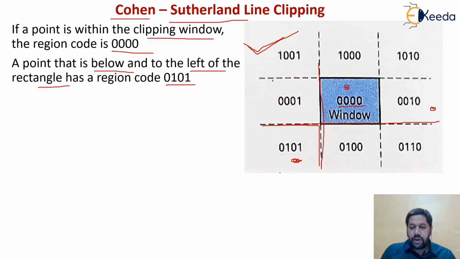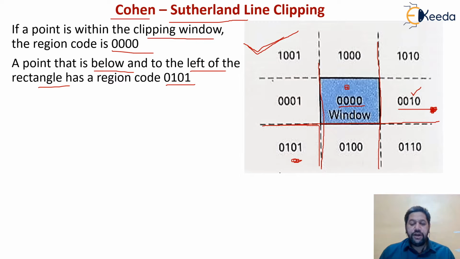Now suppose I consider this is my point. I'm just showing this point with the help of some brown color. Now what will happen to this? This point is outside the right edge, because this is my right edge of the window. For the right edge, I'm going to set this second bit to 1. This is 0, not left. This is whether the point is below bottom, no. Whether the point is above top, no. So I'm just going to set this value to 0010.